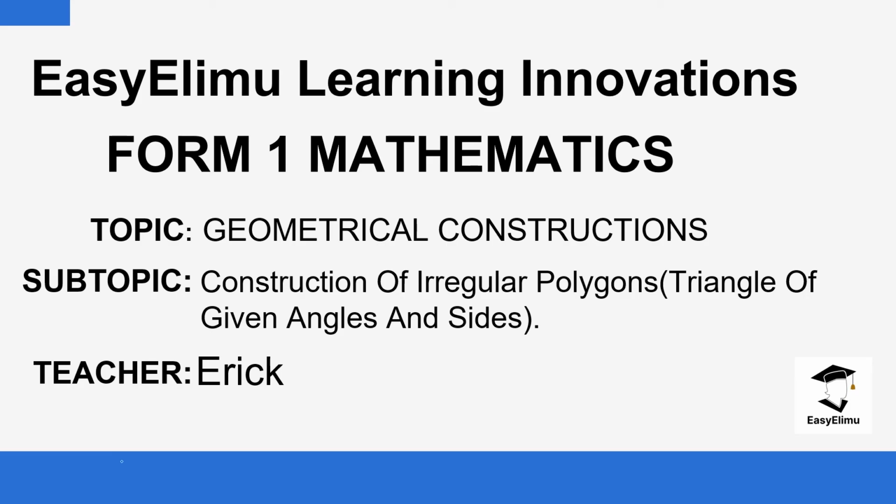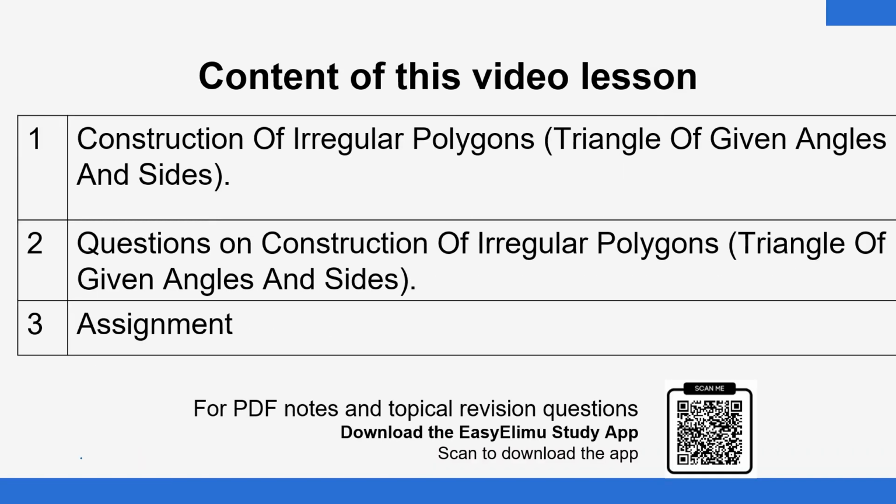My name is Eric. I'll be taking you through this topic, geometrical constructions, and for this lesson, we want to look at construction of irregular polygons, specifically triangles when you're given angles and also given sides. So we have a few questions to help us with illustrations on how that can be done, how to do constructions of irregular polygons when you're given angles and you're given sides. And for this lesson, we are going to cover triangles. So how do you go about it?